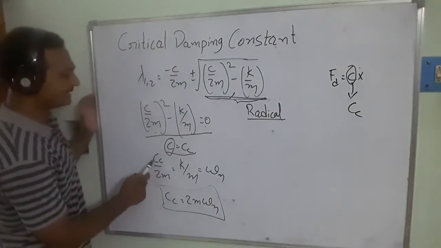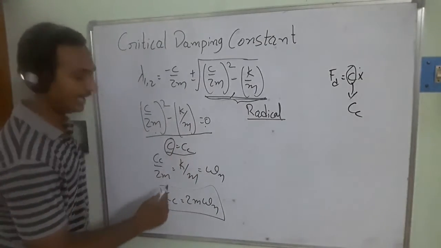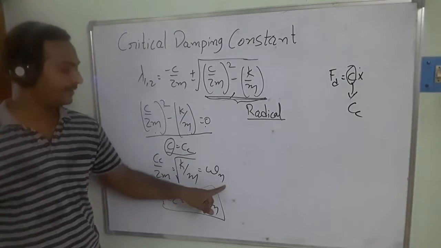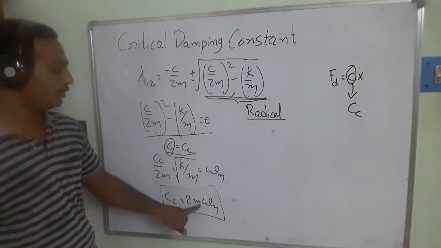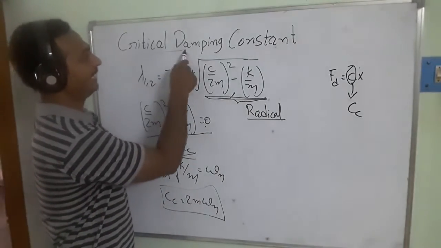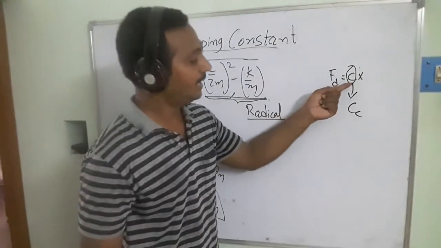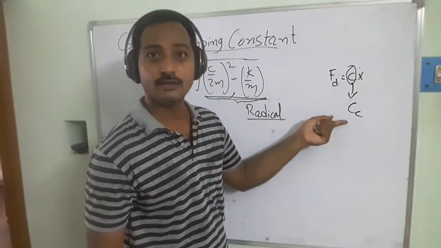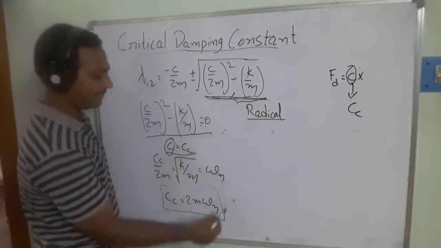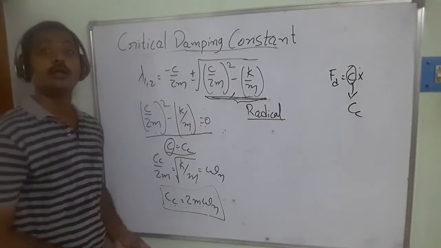Then I replace c by cc. The 2m goes to the right side of the equation, and that becomes the square root of k by m, which is equal to omega n. As we know, cc is equal to 2 into mass into the natural frequency of that system, and that is the critical damping coefficient. I hope you understand what the critical damping coefficient is. The damping coefficient becomes the critical damping coefficient when the radical is equal to 0. On that basis we write that the critical damping coefficient is equal to 2 into mass into natural frequency of that system.